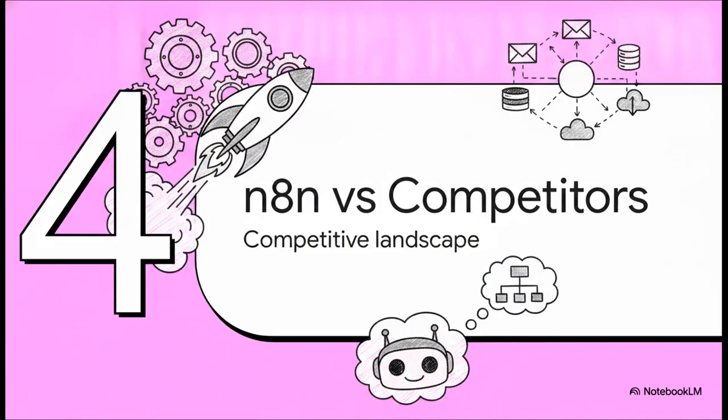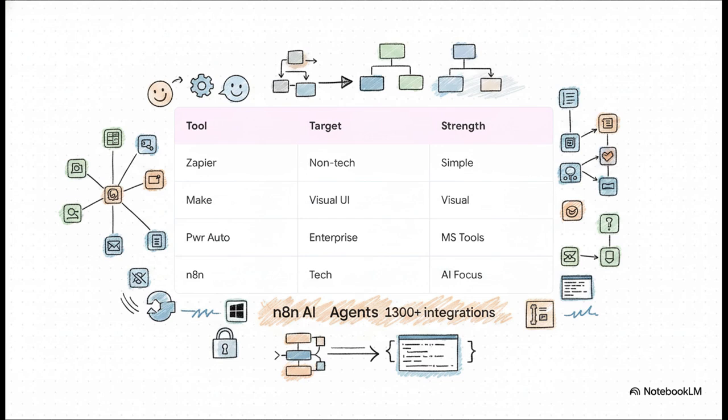Part 4. Why n8n stands out. Positioning n8n in the competitive landscape. Now, what's really interesting about this slide is how n8n positions itself against the heavyweights you probably already know. Zapier, for instance, is fantastic for non-technical teams because it's super simple, but it really lacks deep customizability. Make.com is highly visual, which is great, but it doesn't have the strongest focus on building complex AI agents. Power Automate is awesome if you live entirely inside Microsoft's ecosystem, but you are pretty locked in.